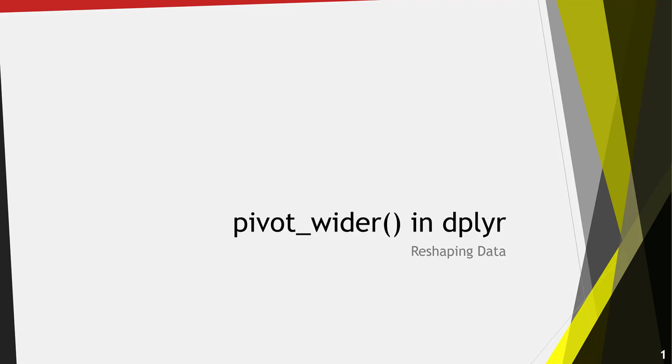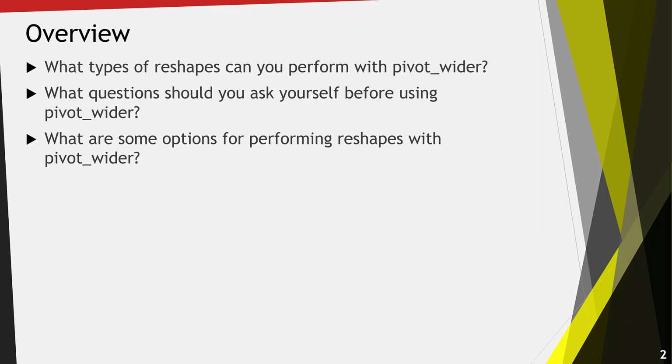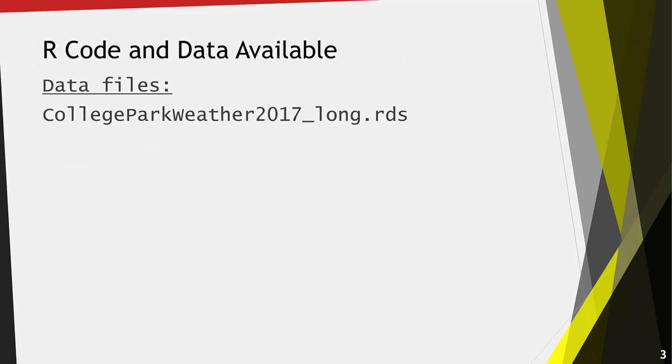This video will cover reshaping data with pivot wider in dplyr. By the end of this video, you should understand what types of reshapes you can perform with pivot wider, the questions you should ask yourself before using pivot wider, and some of the options that you might use for performing reshapes with pivot wider. The R code used in this video is available on the Learning Management System.